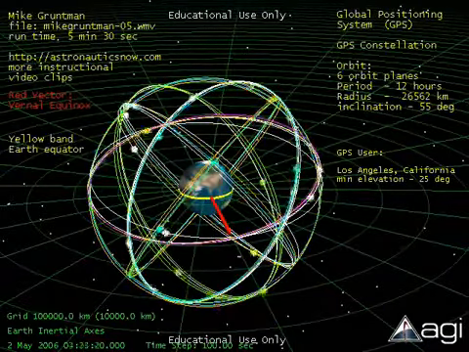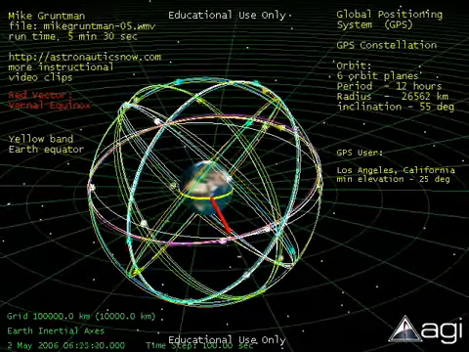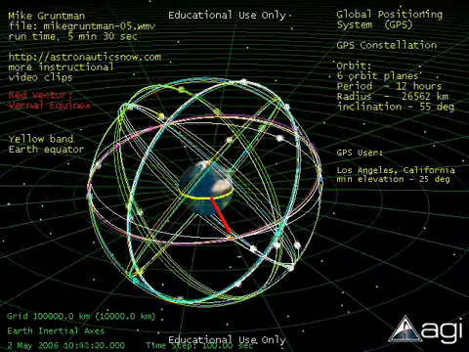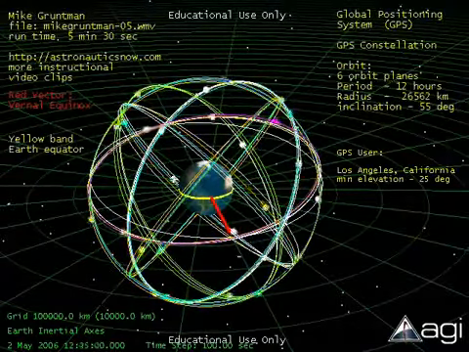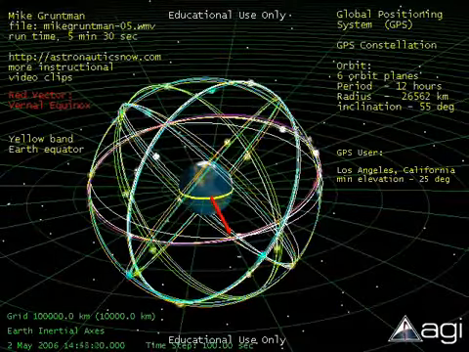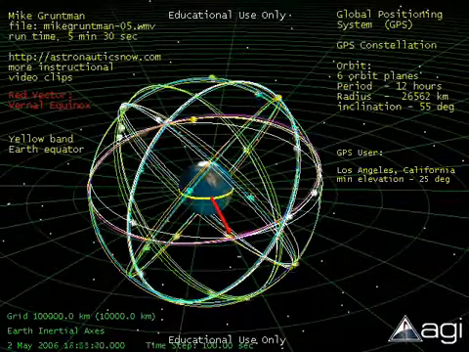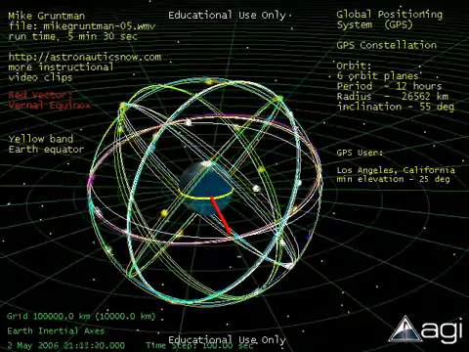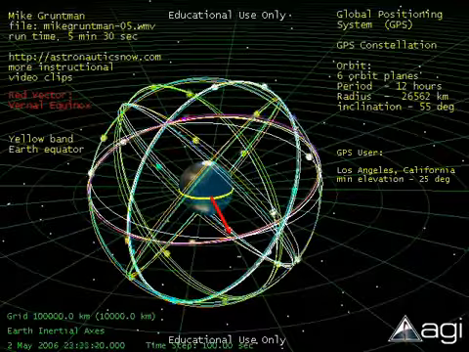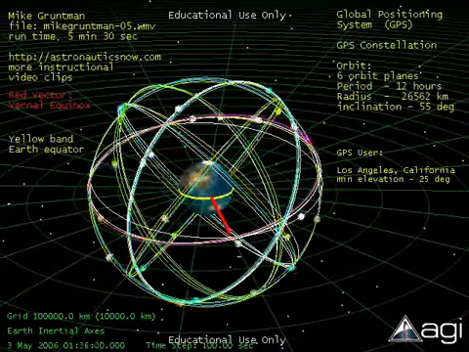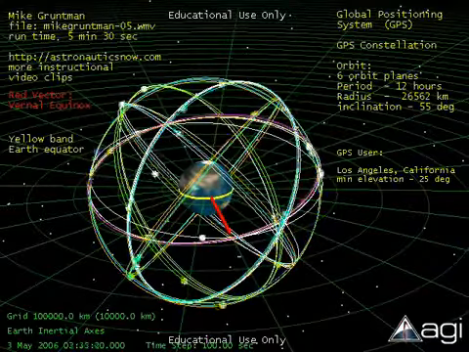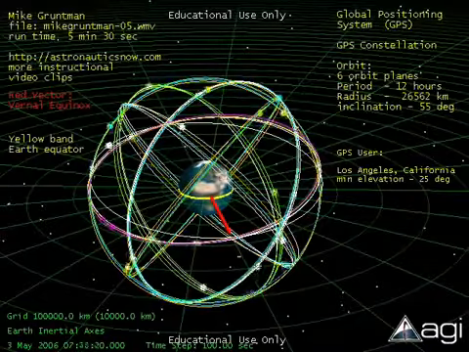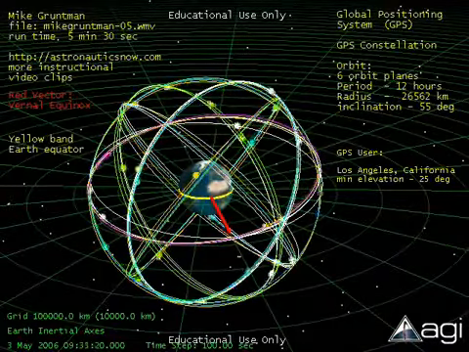This video clip describes properties of the satellite constellation for the Global Positioning System, GPS. The red vector facing you is the vernal equinox vector. The yellow band on the surface is the equator. The Global Positioning System provides three-dimensional position and time information worldwide 24 hours per day for users equipped with GPS receivers. GPS satellites transmit navigational signals.